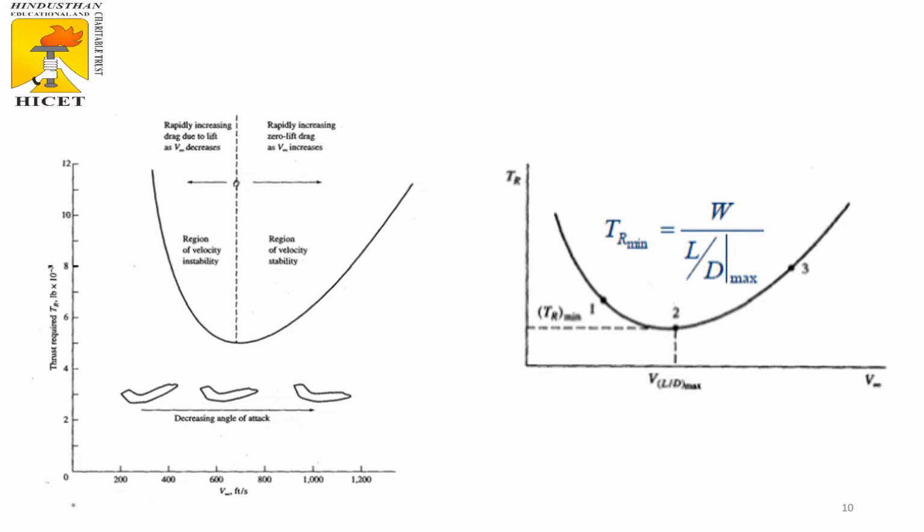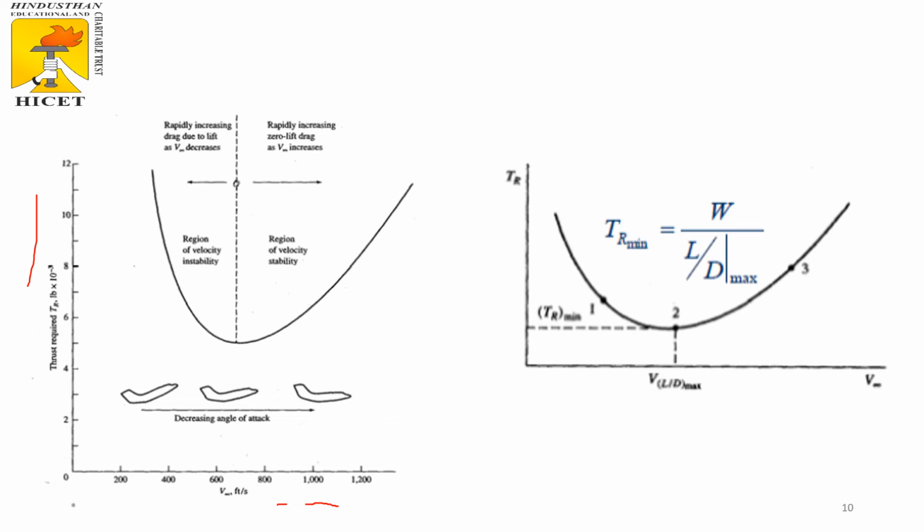This graph explains further information. It is the same graph you saw in the last slide, given in a more prominent manner. This is the y-axis, which represents the thrust required, and this is the x-axis, which represents the velocity. In this direction is the decreasing angle of attack. Initially you have a high angle of attack, then a lower angle of attack, then you enter the cruise flight performance. This region is rapidly increasing drag due to lift as velocity increases, and this region is rapidly increasing zero lift drag as the velocity increases, the region of velocity instability and velocity stability.